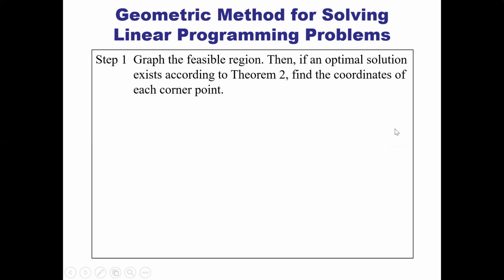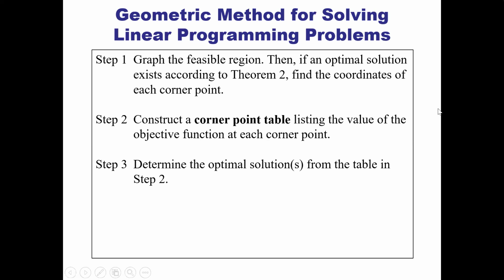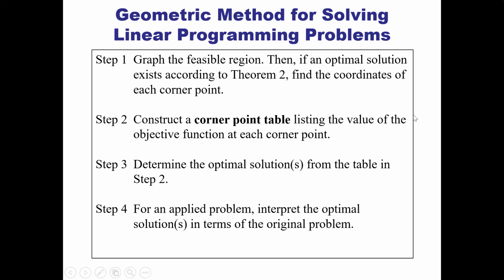Geometric method for solving linear programming problems. So first, we have to have a problem. Then we graph the feasible region. Then if an optimal solution exists, according to Theorem 2 that we just looked at, we need to find the coordinates of each corner point. This is when the calculator comes in handy, trying to find those points. Then we construct a corner point table that lists the values of the objective function at each corner point. Then step three, we determine the optimal solutions from the table in step two. And then for an applied problem, we interpret the optimal solutions in terms of the original problem.